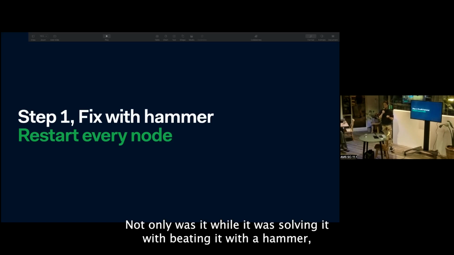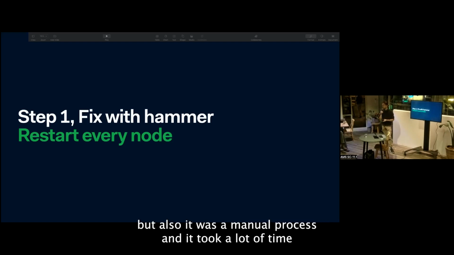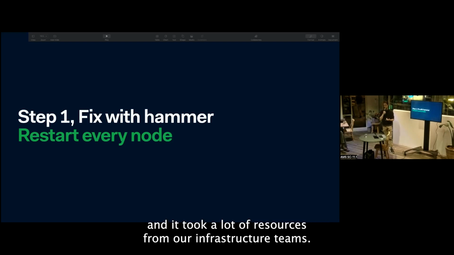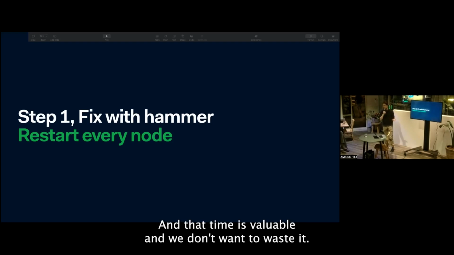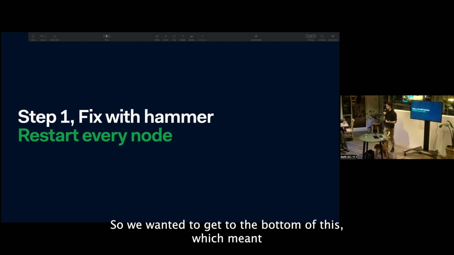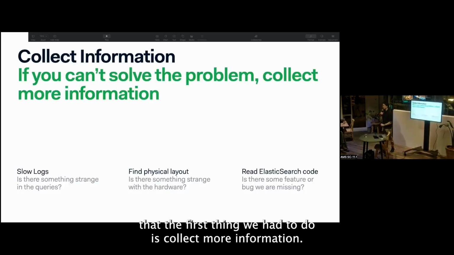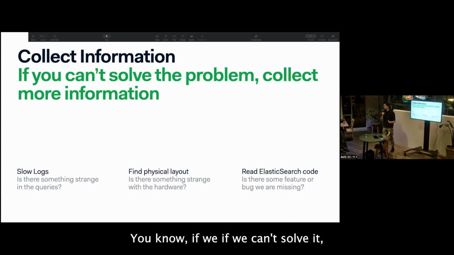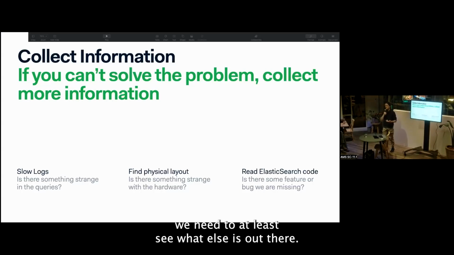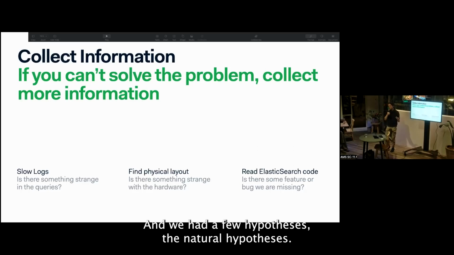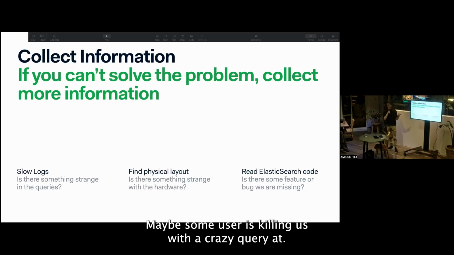Not only was it solving it by beating it with a hammer, but also it was a manual process, and it took a lot of time and it took a lot of resources from our infrastructure teams. And that time is valuable, and we don't want to waste it. So we wanted to get to the bottom of this, which meant that the first thing we had to do is collect more information. If we can't solve it, we need to at least see what else is out there. And we had a few hypotheses, the natural hypotheses. Maybe some user is killing us with a crazy query.